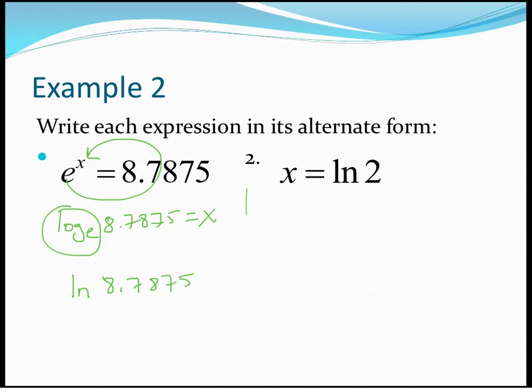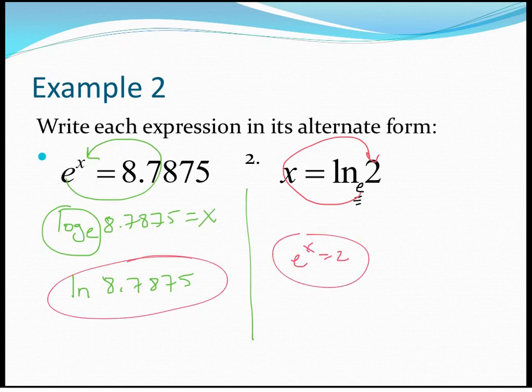8.7875. And then so this one, if I want to go ahead and write it in an alternate form, which we're going from logarithmic to exponential in number 2, what I do is I'm going to write in a base here. I'm going to write in that e, and that just helps me understand what I need to do here. So e to the x is equal to 2, and those are the alternate forms. And so notice that we're doing the same exact thing that we did with just the common logarithm and just those generic exponential functions. It's no different than what you've done before.